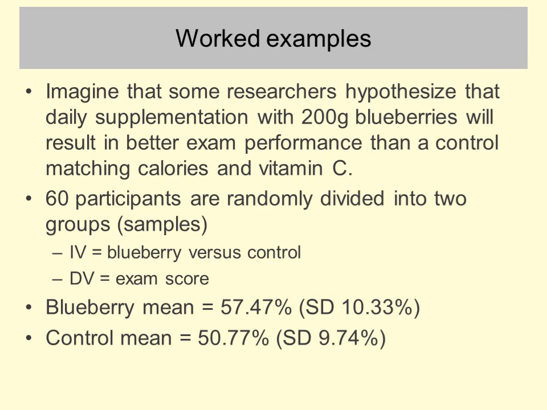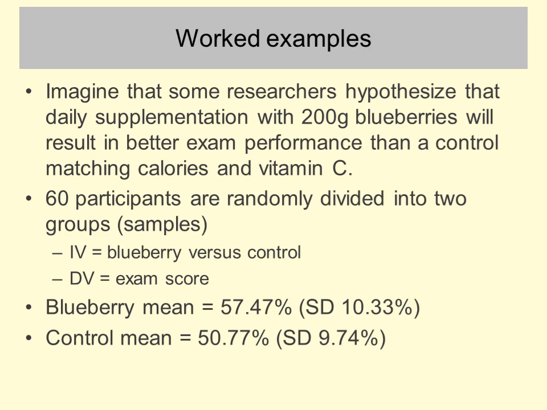So let's look at some worked examples. In this example, we're going to imagine that some researchers have hypothesized that daily supplementation with 200 grams of blueberries is going to improve cognitive performance, and that predicts that there will be better exam performance than in a control condition that matches the calories in the blueberries and the vitamin C in the blueberries. So the researchers think that it's some other ingredient of the blueberries, namely the flavonoid content, which is likely to cause the improved cognitive performance and therefore exam scores.